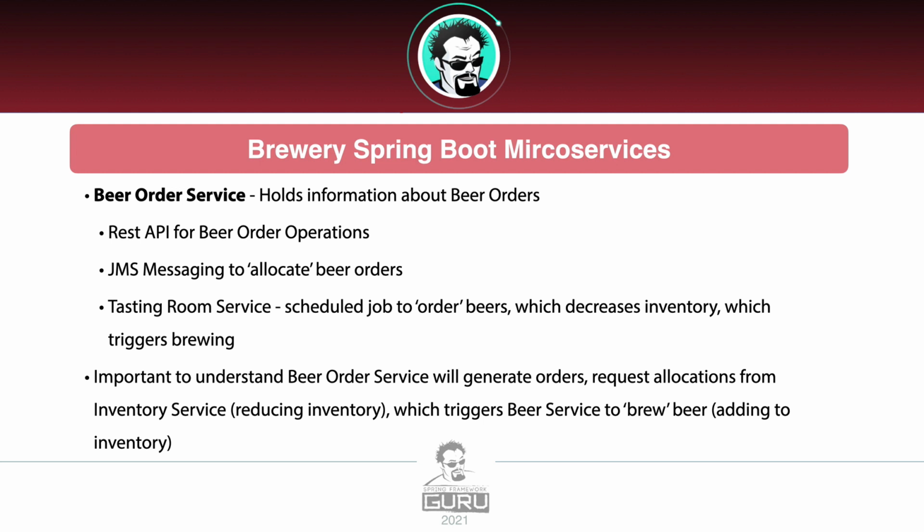So the key takeaway I want you to have here is that the beer order service is generating orders. This creates demand in the system. This demand is requesting allocations from the inventory service, which is in turn reducing inventory. This triggers the beer service to, air quotes, brew beer, adding to inventory. So what this gives us is seeing the trio of services working in conjunction, because we do have the REST APIs involved, as well as the JMS messaging. We can see and monitor log traffic to actually see activity in the system.